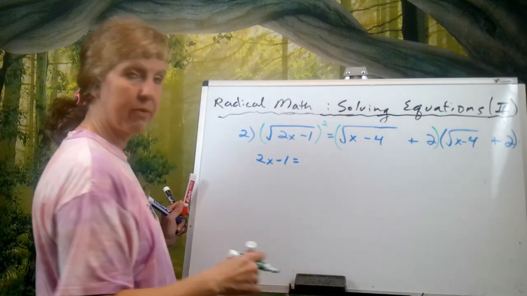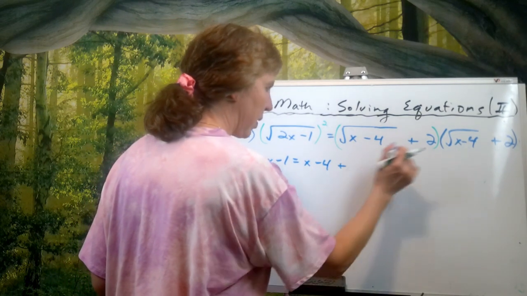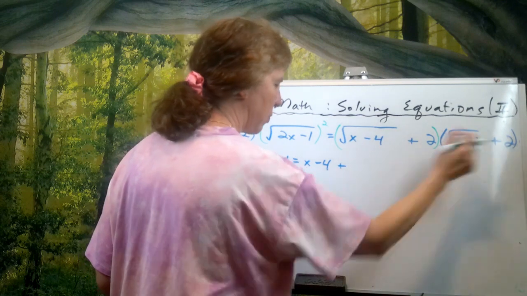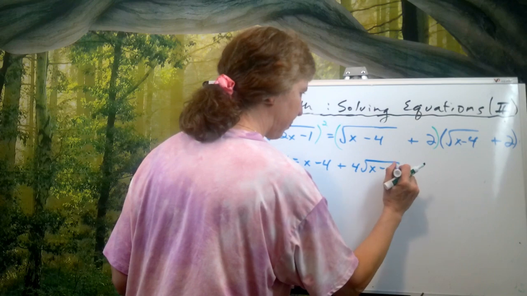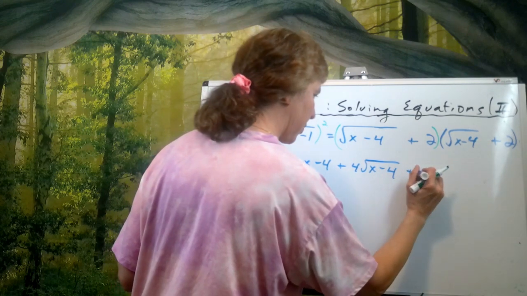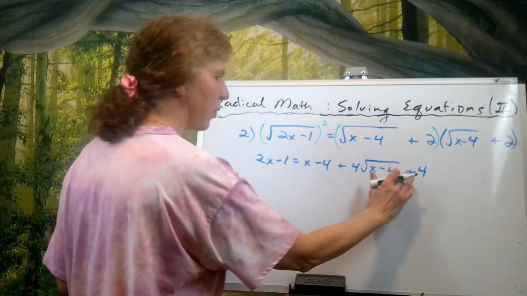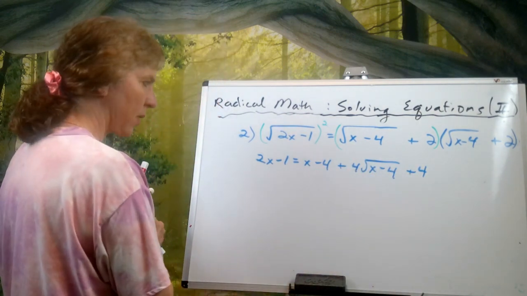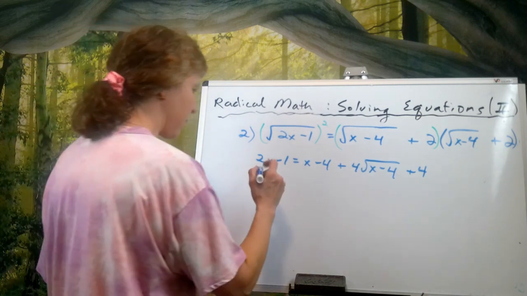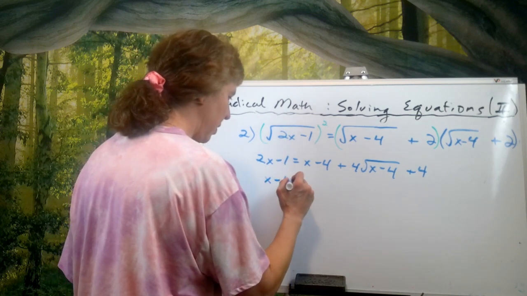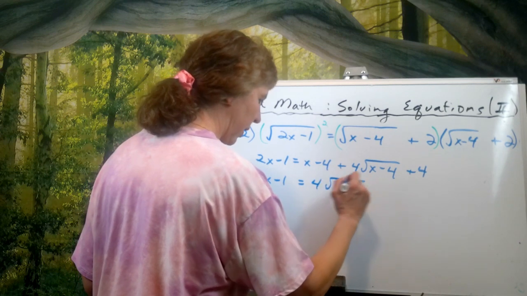On the right-hand side, FOILing everything out gives me x minus 4, plus 2 root x minus 4 plus 2 root x minus 4 is plus 4 root x minus 4. And then the 2 times 2 is plus 4. Now in this case, the minus 4 and plus 4 add to 0. So that's kind of nice. And I'm going to subtract the x from both sides. So that gives me x minus 1 on this side, and on this side, I'll get 4 root x minus 4.